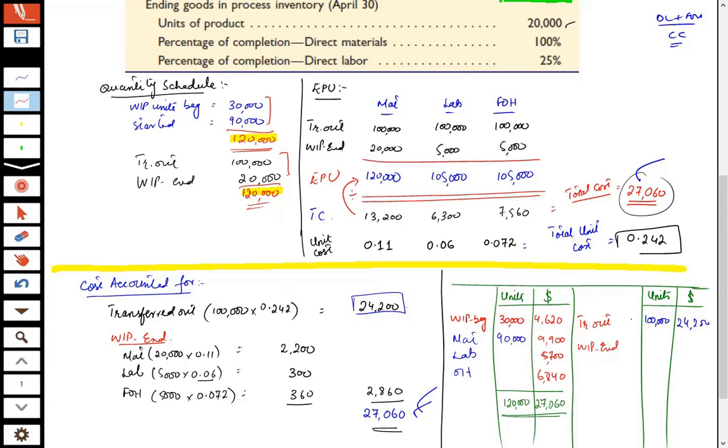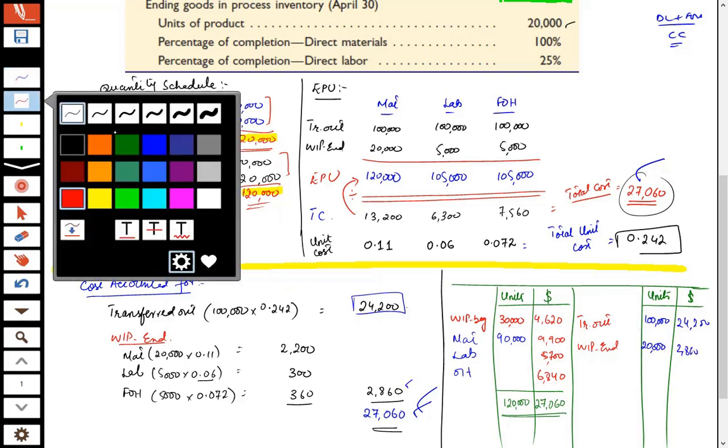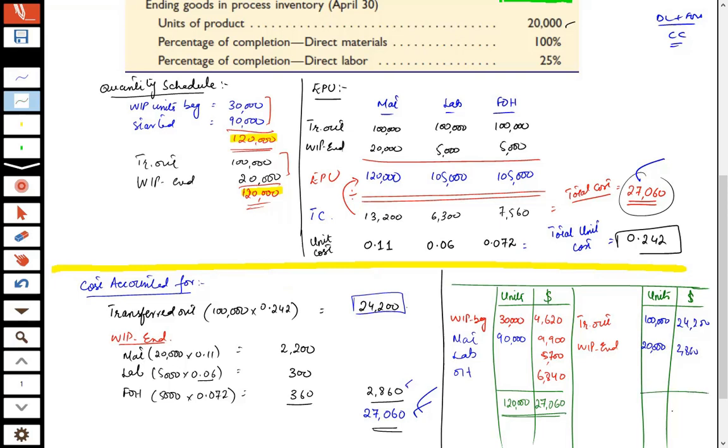So WIP ending units are 20,000 and their cost is 2,860. Now it will be automatically tallied, self-balancing. That is 120,000 and 27,060. This is the concept that we have the WIP units beginning with respect to any process. Clear?